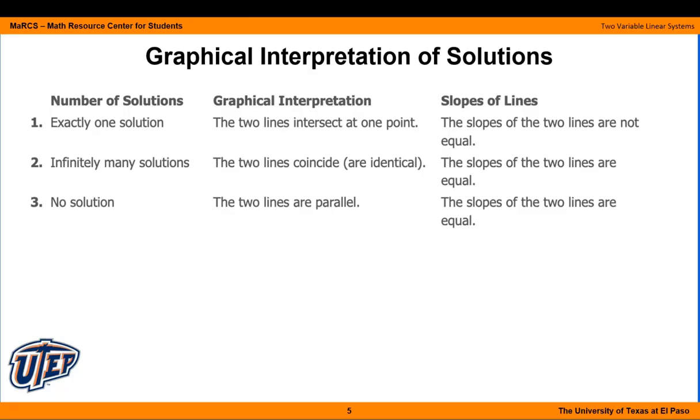The second possibility is infinitely many solutions. This happens when the equations represent the exact same line. Every point on one line is also on the other line. And the third possibility is no solution. This occurs when the lines are parallel. Parallel lines never intersect because they have the same slope but different intercepts. Understanding these graphical interpretations helps us recognize what algebraic results mean.